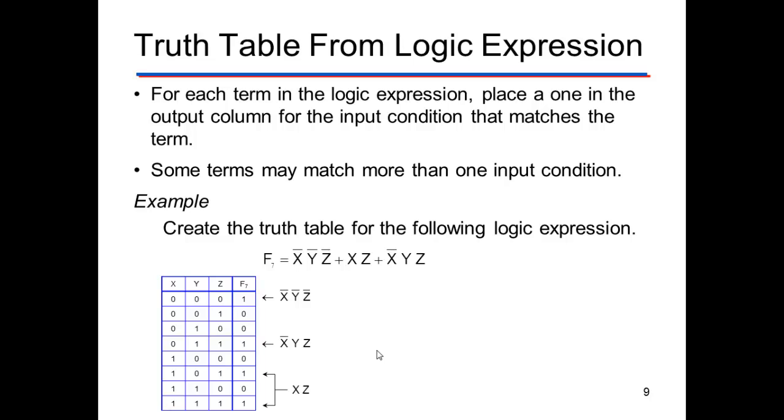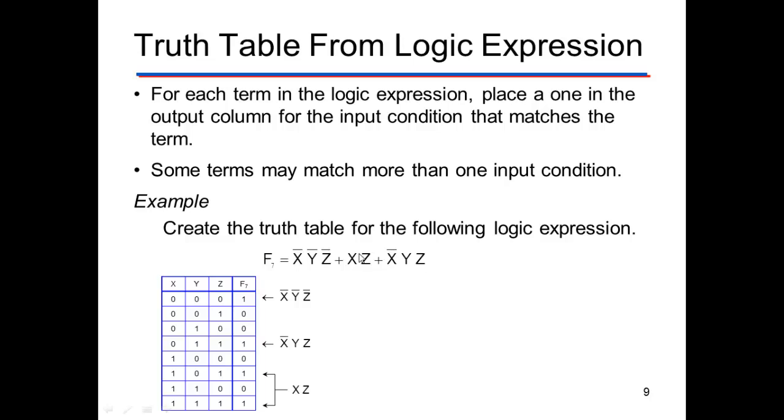All right. So we can also go back the other way. We can take the expression and write the truth table for it. Everywhere we find an expression, we plug it in. So this one says it's not X and not Y and not Z. Well, that's 0, 0, 0. That's the first line. Put a 1 there. Then let's do this last one. It's not X and Y and Z. Right there.